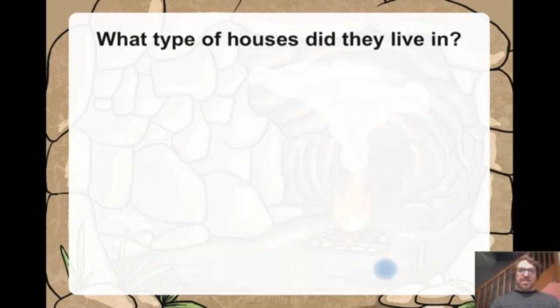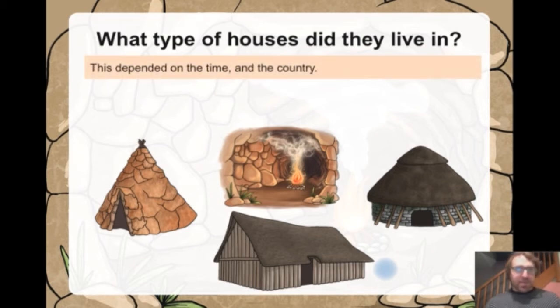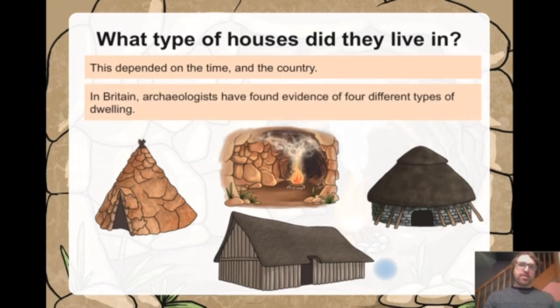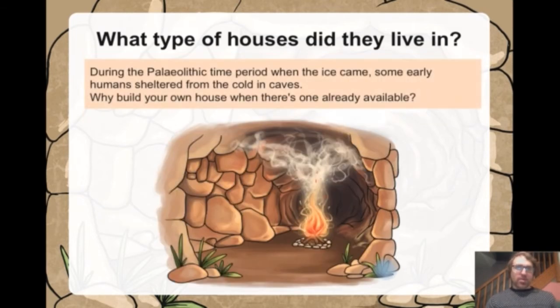So what type of houses did they live in? Now this bit's going to be really important for your task today, so you need to make sure that we listen really carefully to this bit. So you can see the different types of houses here. So this depended on the time and the country. So in Britain, archaeologists have found evidence of 4 different types of dwelling. Okay. So during the Paleolithic time period, when the ice came, some early humans sheltered from the cold in caves. Why build your own house when there's one already available?